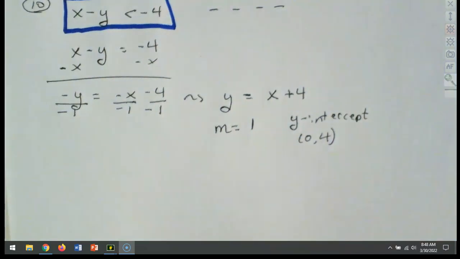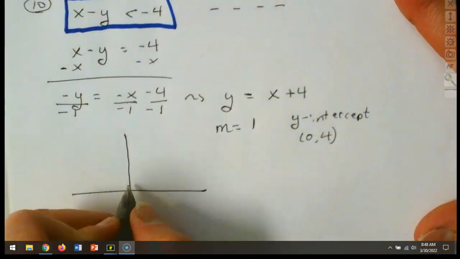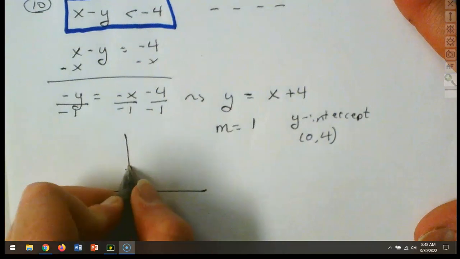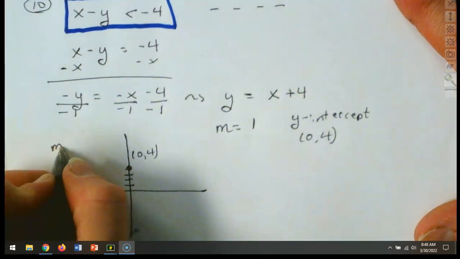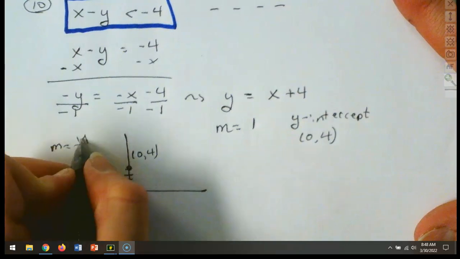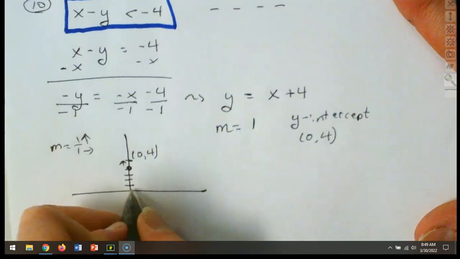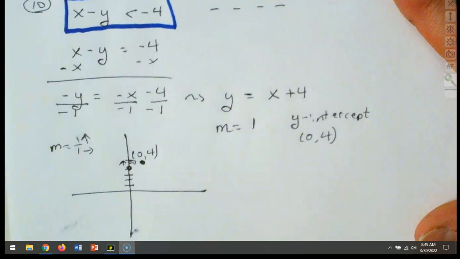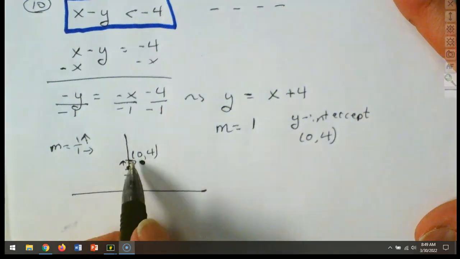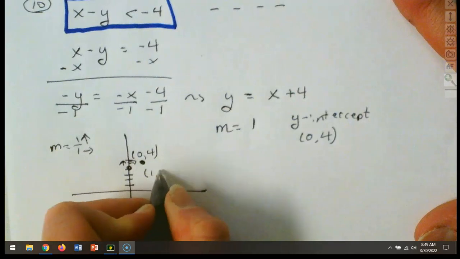And all we have to do is graph it. We use a dotted line again. We start at 0, 4. Slope is 1 over 1, so up 1 over 1. That's going to make my second point right about there. So from 0, 4 we go up 1, which makes it 1, 5 or thereabouts.